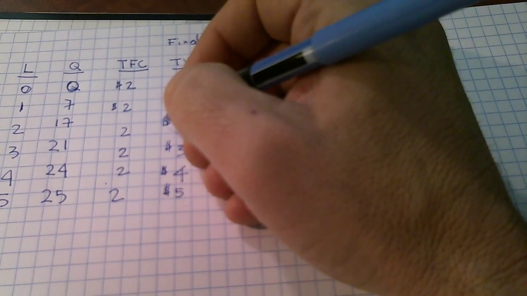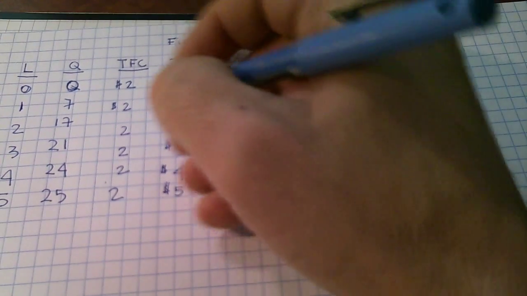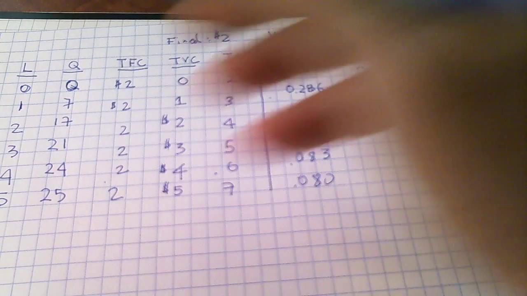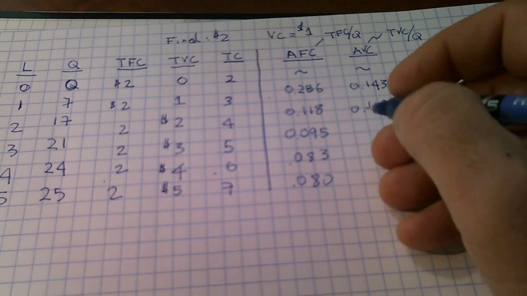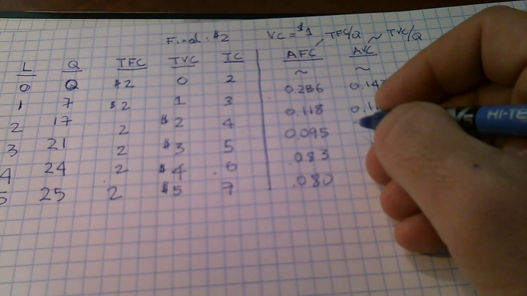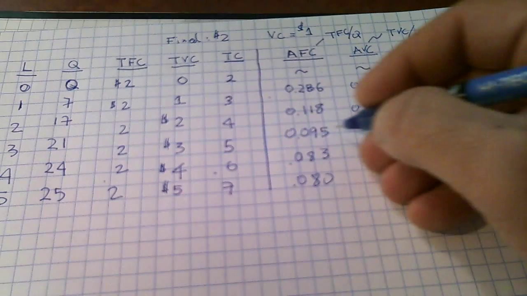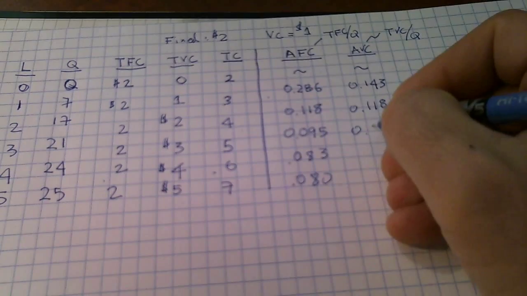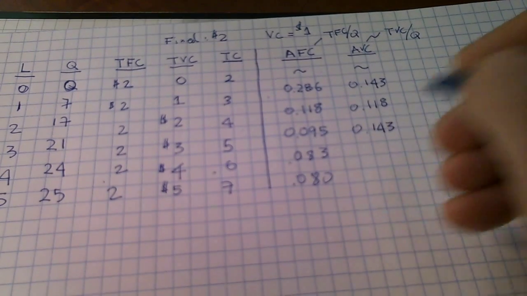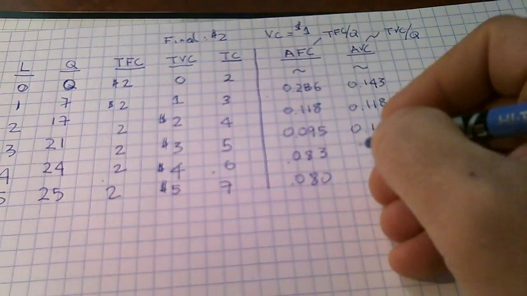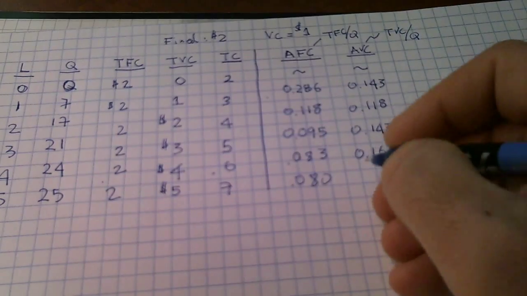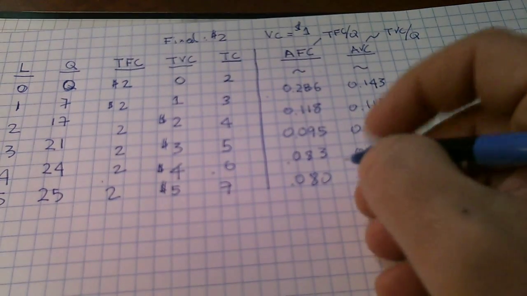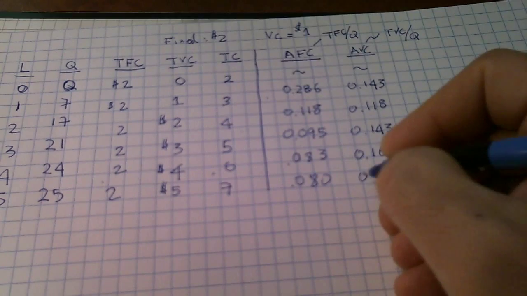That's the total variable cost at 7 units of output. At 17 units of output, it's 2 divided by 17, and that would give me 0.118. At 21 units of output, it would be about 14 cents. Then 24 units of output, it will be 16 cents. And at 25 units of output, it will be 20 cents.